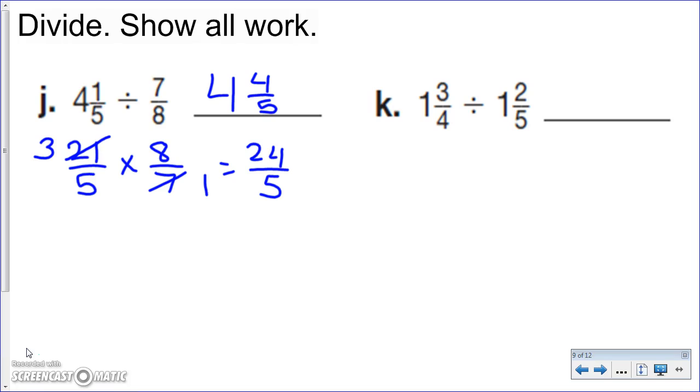All right, our last problem, we have 2 mixed numbers. So the first step is to get both into improper fractions. So 1 3/4. We're going to do 4 times 1 is 4 plus 3 is 7, so we get 7/4. Next, we need to get 1 2/5 into an improper fraction. So 5 times 1 is 5 plus 2 is 7, so we get 7/5. Once we get them both into improper fractions, then we can find the reciprocal of the divisor. So it's going to become 7/4 times 5/7.